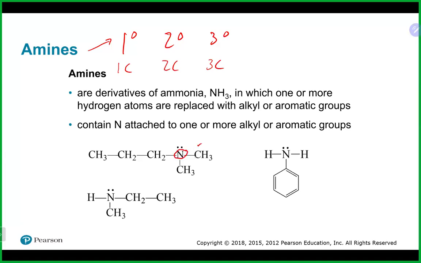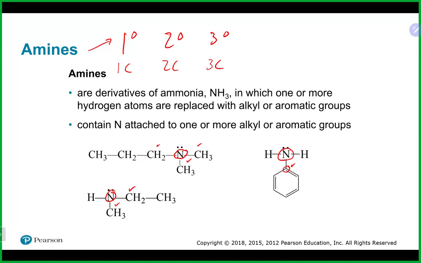So here is a tertiary amine. This nitrogen is attached to one, two, and three carbons. Here on the bottom left is a secondary amine. It's attached to one and two carbons. And here is a primary amine, which is attached basically to one carbon there on the benzene ring. So amines, very much like alcohols, like carbons, can be classified based on primary, secondary, and tertiary.